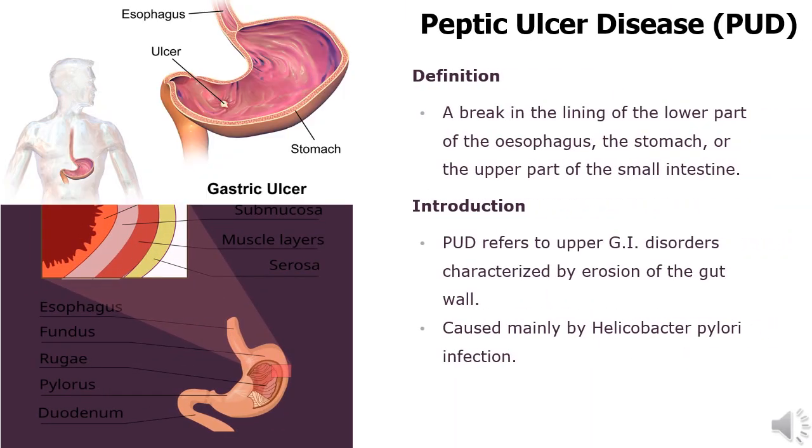So, peptic ulcer disease or PUD is a condition where there is a break in the lining of the stomach, lower esophagus, or upper part of the small intestine. This occurs mainly due to an infection caused by Helicobacter pylori bacteria. Understanding PUD is crucial as it forms the basis for discussing various gastrointestinal drugs.